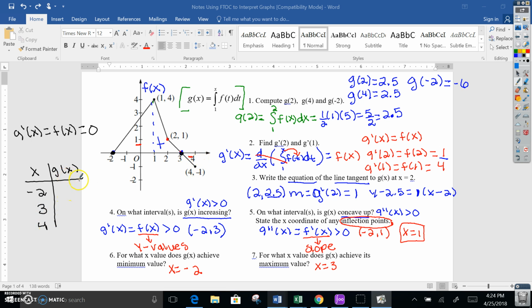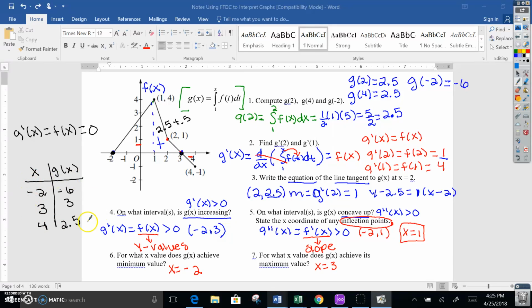Okay? Now, I believe we already evaluated g of 4, so g of 4 is 2.5. We also evaluated g of -2, so that's -6. And I don't think we ever did g of 3. So let's go ahead and do that right now. We evaluated g of 2, I know. G of 2 was 2.5, so this area here is 2.5. And I'm going to go ahead and add this triangle. It's 1/2 base times height. So that's height is 1, base is 1, so that's going to end up being 1/2. So if I add 1/2, that gives me 3.